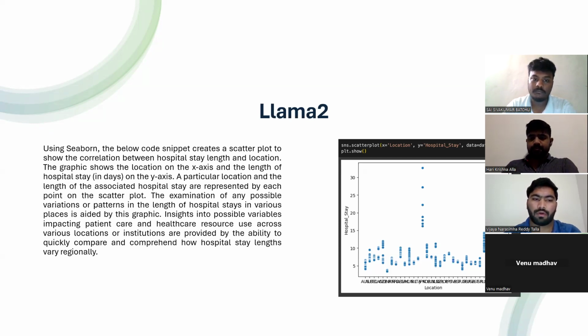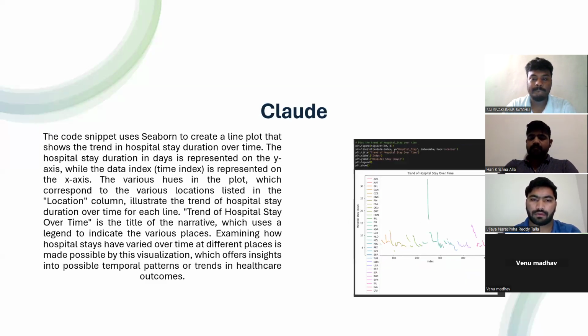Insights into possible variables impacting patient care and healthcare resource use across various locations or institutions, by providing the ability to quickly compare and comprehend how hospital stay length varies regionally. And for the fourth plot, here the snippets contain various hues in the plot, which correspond to the various locations listed in the location column.